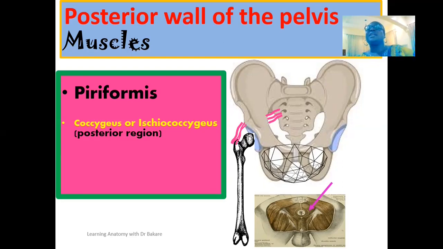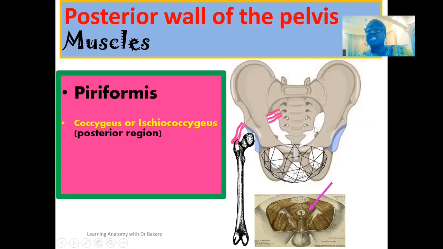And of course, we know that the pelvic floor is structurally made up of the levator ani muscle and the coccygeus muscle. The coccygeus muscle is the most posteriorly placed muscle of all the muscles that form the pelvic floor. So if you have the coccygeus at the posterior part, if you go back to this image up here, we know that the coccygeus muscle originates from the ischial spine and of course inserts onto the coccyx. And this is where the name ischiococcygeus is derived from.